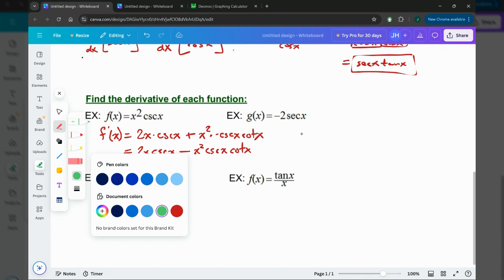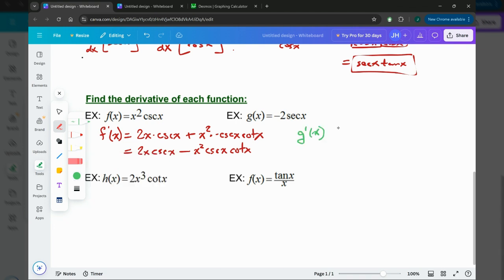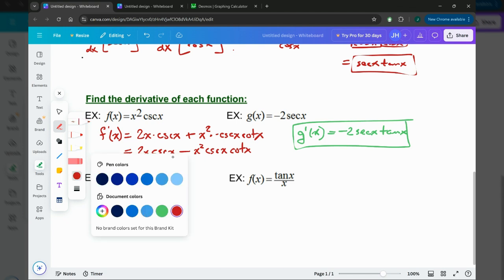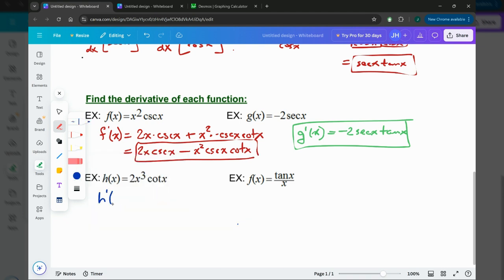The second problem is actually very simple as well. It's just a constant multiple. If you have negative 2 times a function, you take negative 2 times its derivative. The derivative of secant is secant of x, tangent of x. So that is just a constant multiple rule. The previous one was a product rule. This next one is also a product rule. To find h prime, the derivative of the first function would be 6x squared times cotangent of x. Product rule is plus. It would be 2x cubed, and the derivative of cotangent is negative cosecant squared x. So my derivative for h prime is 6x squared cotangent of x minus 2x cubed cosecant squared x.